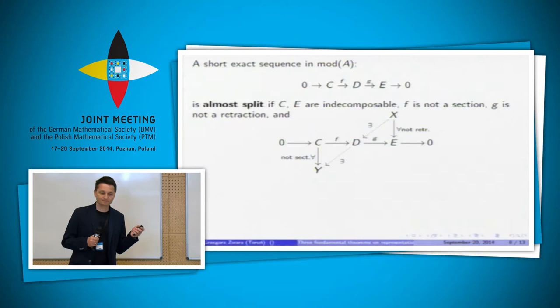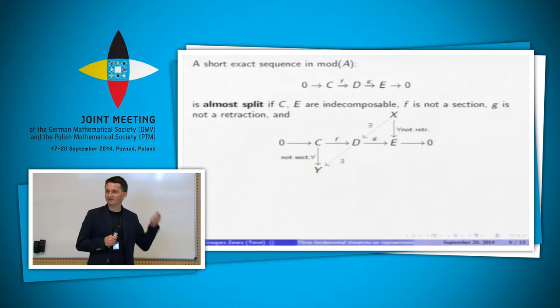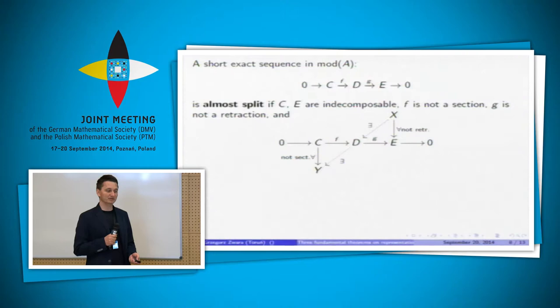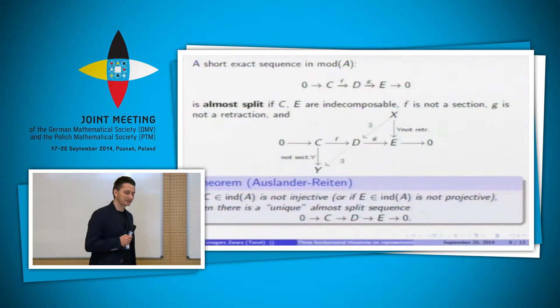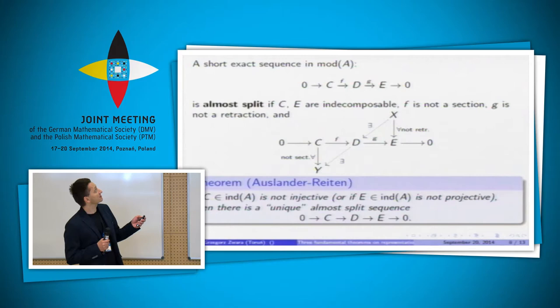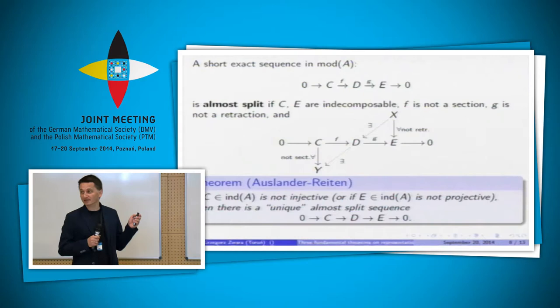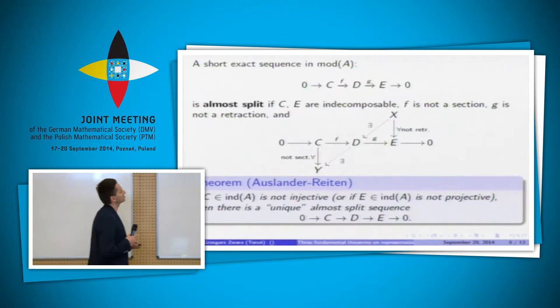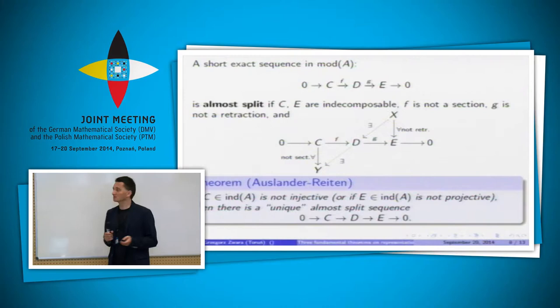Well, I put here not the original definition, I put many more conditions. Some of them are consequences of the former conditions, and so on. And the second theorem, which had a really big impact on the development of representation theory of algebras, is due to Auslander and Reiten. If C is an indecomposable module which is not injective, and maybe I should mention, just from the definition, if we have an almost split sequence, C cannot be injective. If C is injective, automatically the exact sequence splits, so F is a section. And the same, E cannot be projective. So if C is an indecomposable module which is not injective, then there is an almost split sequence starting at C.